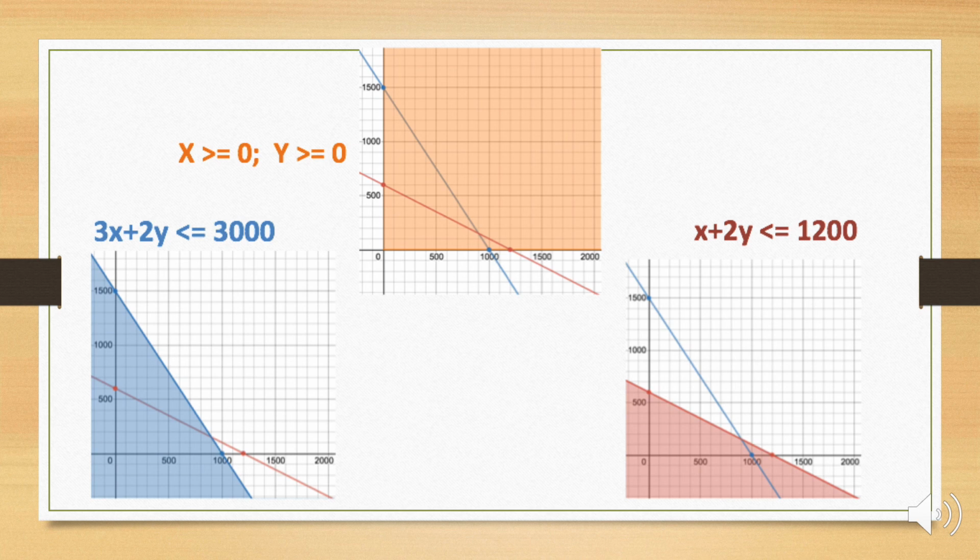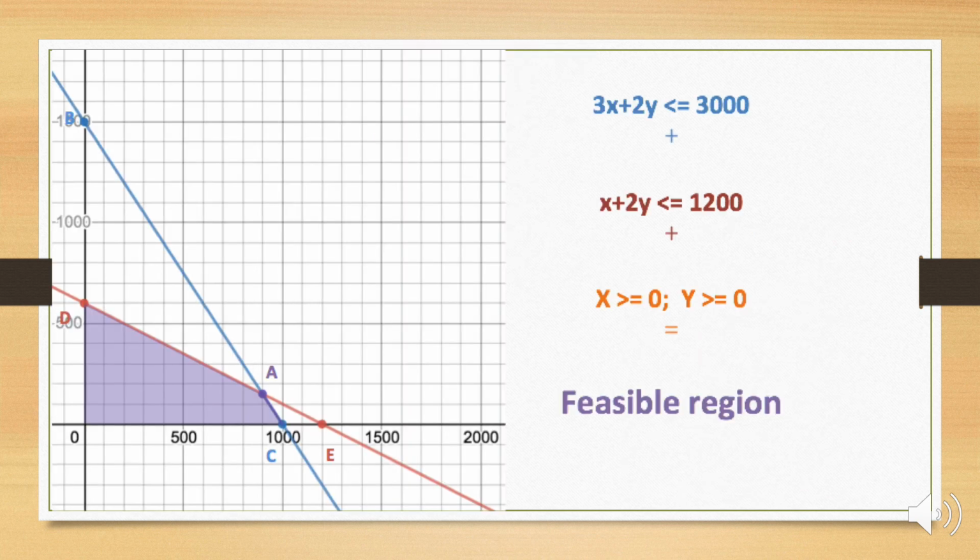Because x and y are more than or equal to 0, the region should be in the first quadrant, which is the yellow area. And now the constraint lines are less-than constraint lines, satisfied below the line in downward direction. So their feasible region will be the blue and red area respectively. Therefore, the region satisfying all constraints simultaneously is this area in purple, which we call the feasible region.